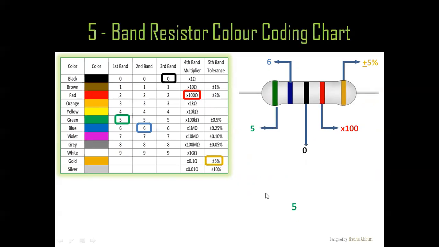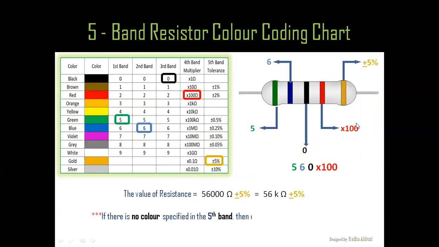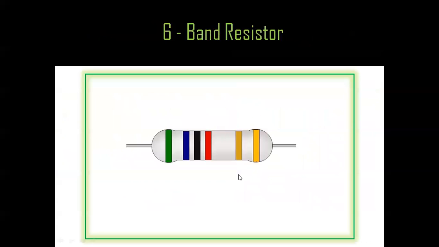Now combine all the values 5, 6, 0, the 3 digits in the value, and the multiplication factor to get the value of the resistance as 56,000 ohms or 56 kilo ohms plus or minus 5%. Now, if you don't have any color specified in the fifth band, again, you have to consider the tolerance as plus or minus 20%. Now, let's move on to the 6-band resistor.